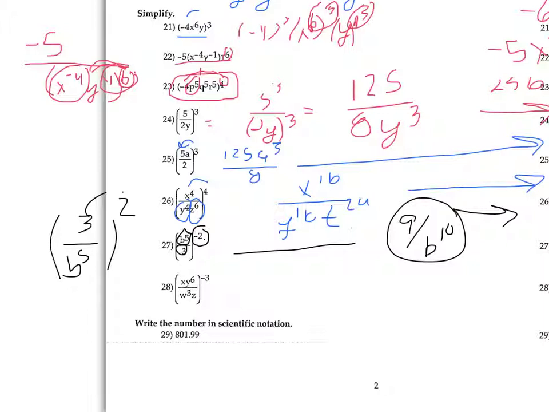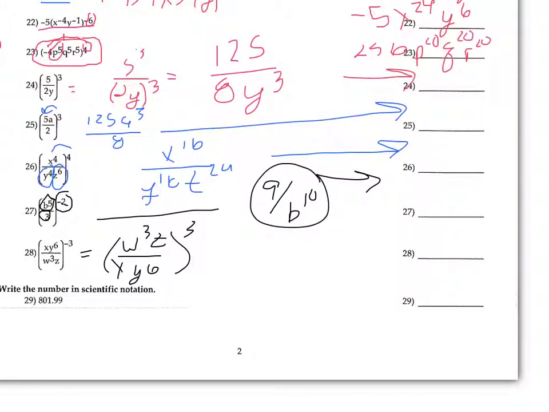Same thing with number 28. We can make this something to the positive third, but we have to flip it. So w to the third comes up, our z comes up, our x and our y to the 6th goes down, and this is all to the positive third power now. Now that we have that, because we're raising things to a power, when we cube w to the third, that's going to give us a w to the 9th. When we cube z, that's just z cubed, divided by. When we cube x, that's an x cubed. And when we cube y to the 6th, multiplying exponents, it's a y to the 18th.